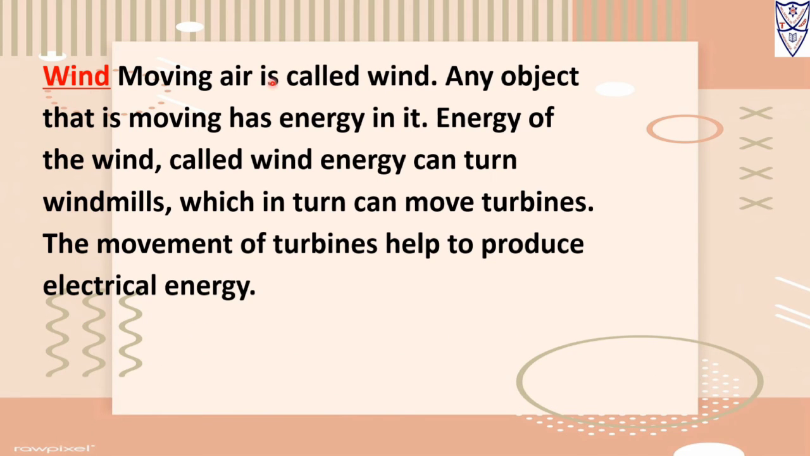Wind. Moving air is called wind. Any object that is moving has energy in it. The energy of the wind, called wind energy, can turn windmills, which in turn can move turbines. The movement of turbines helps to produce electrical energy.